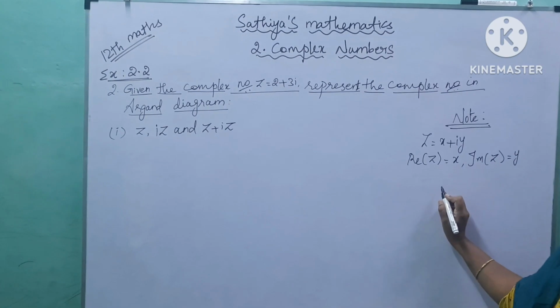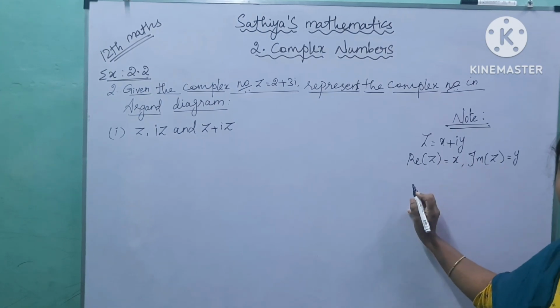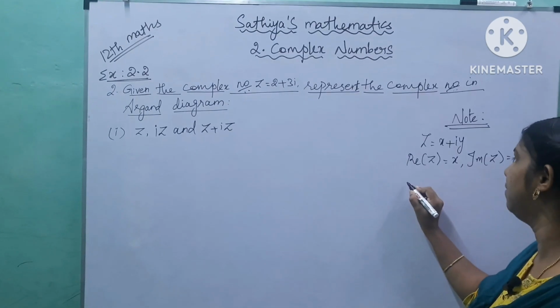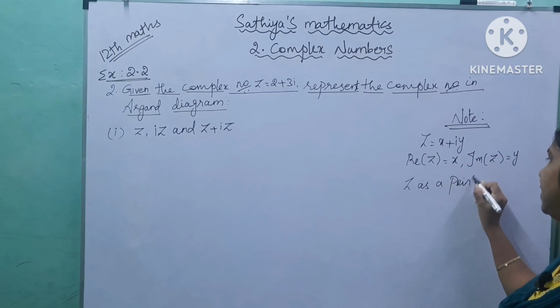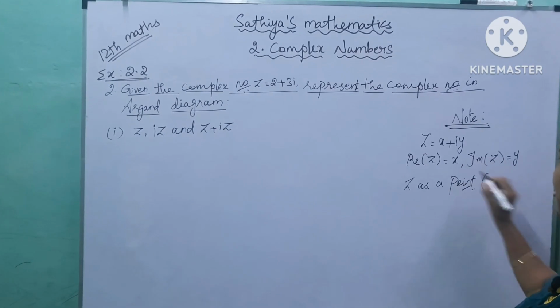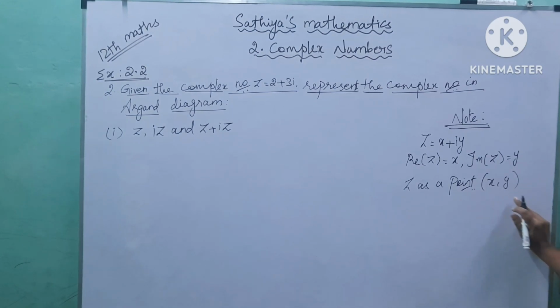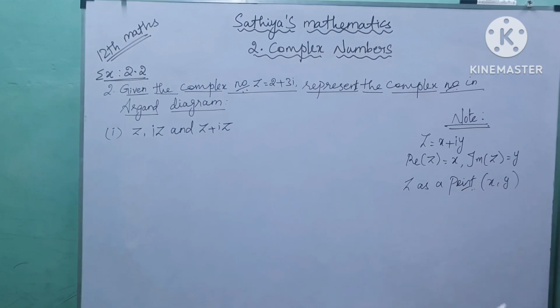And any complex number x plus iy can also be represented as a point. So any complex number z we can also represent as a point x comma y, that is real part comma imaginary part. So in the point form we can also plot it in the plane.